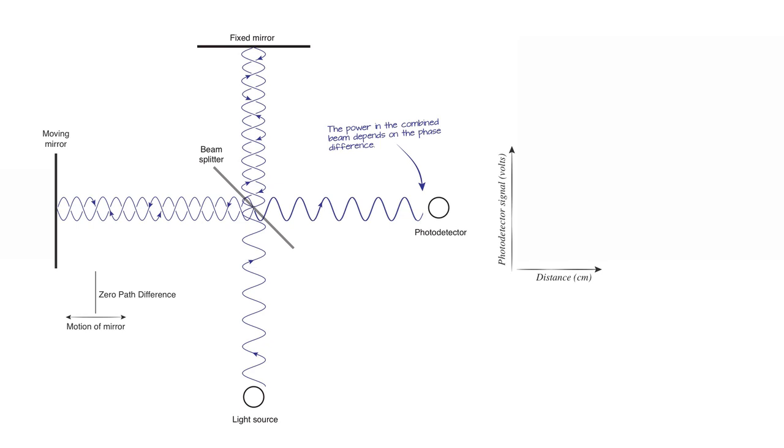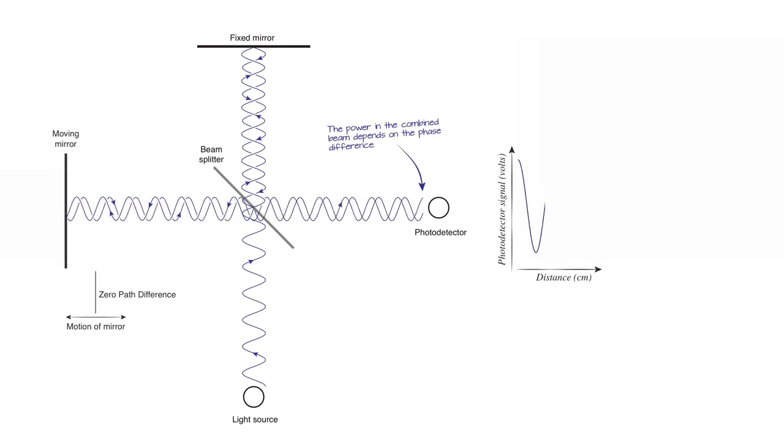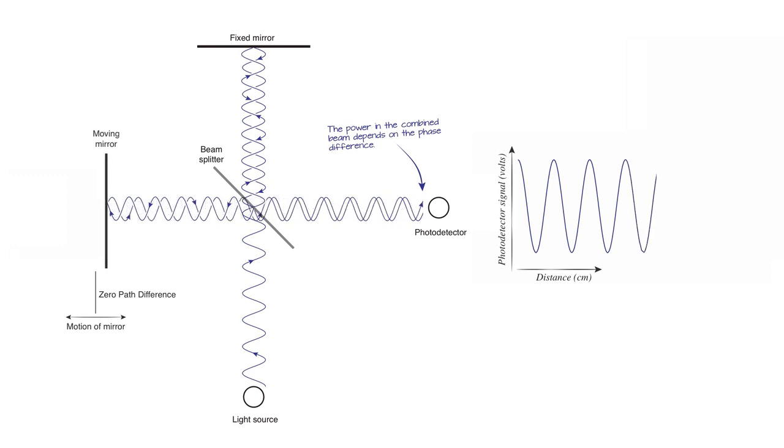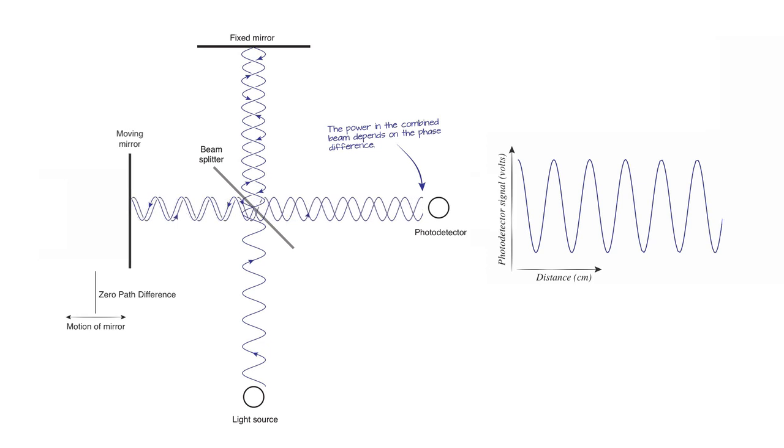So you just start the mirror in one place. You move it through the zero path difference and then off to the other side. So let's just do that. We'll just start the mirror moving. At some point we hit zero path difference. We don't know where that is, although we will see it as a maximum signal in our interferogram. So we'll know where it is when we see that signal. And then you just keep it going. And there's your interferogram. That's what you get if you did an interferogram of laser light.